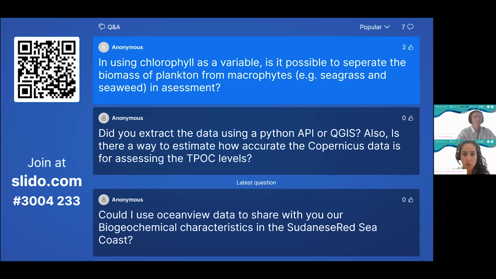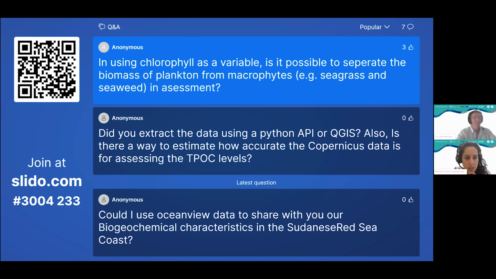So this might be someone interested in using chlorophyll as a variable. Is it possible to separate the biomass of plankton from macrophytes, for example, seagrass and seaweed, in assessment? Actually, it's a trick question for me, because in the models that we use to provide the forecasts, or also the long time series in the past, we don't simulate the seagrass or seaweed. So all the chlorophyll is only the plankton.